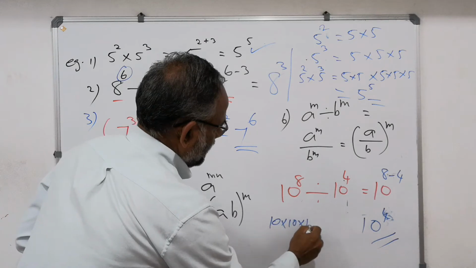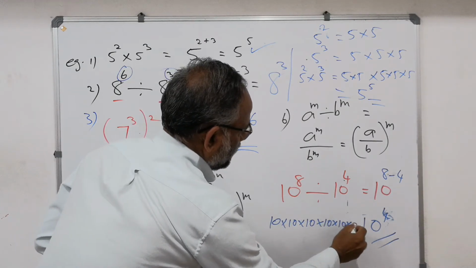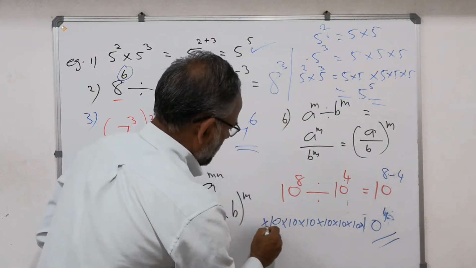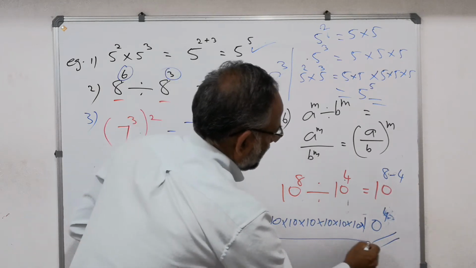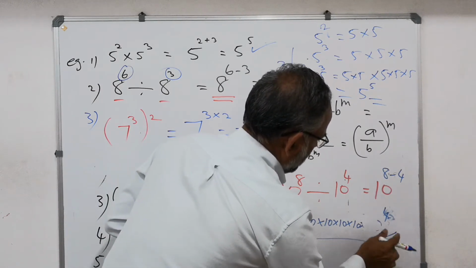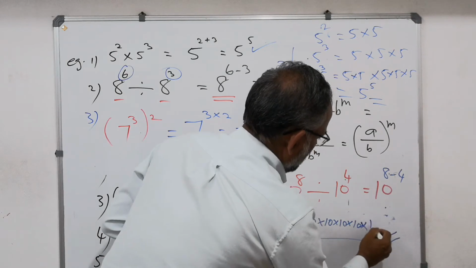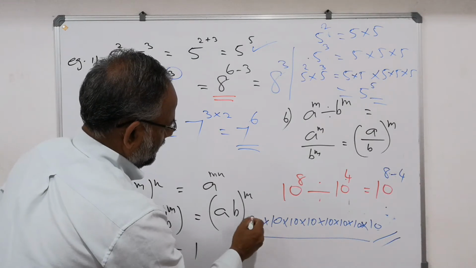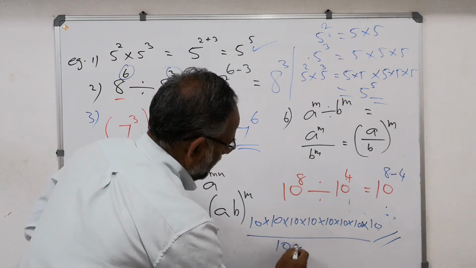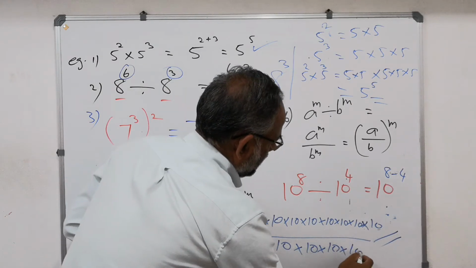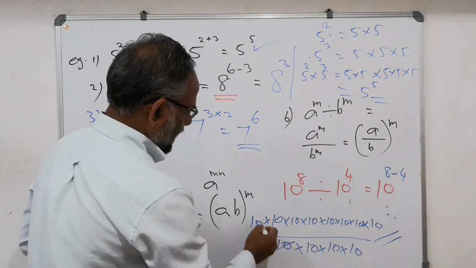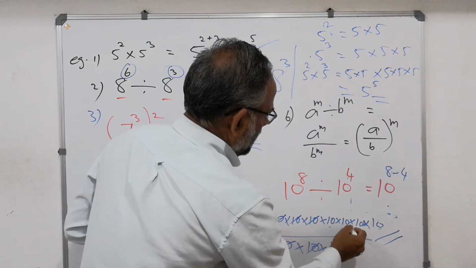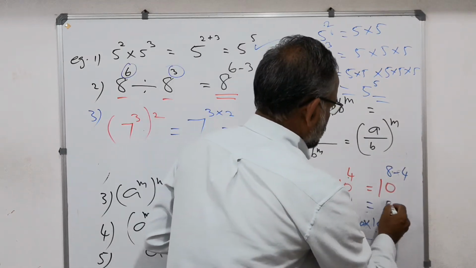10 into 10 into 10 into 10 into 10 into 10, 1, 2, 3, 4, 5, 6, 7, 8 times divided by, here 10 I wrote here, 8 times. That means into 10, 1, 2, 3, 4, 5, 6, 7, 8 times. See, beautiful 10. See, now here 10 into 10 into 10 into 10, 4 times. Division means cutting and putting. 10, 10, 10, 10, 10, 10. 1, 2, 3, 4. Exactly, sir, it is correct.